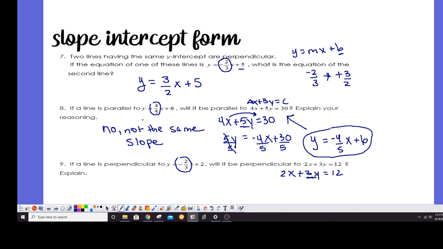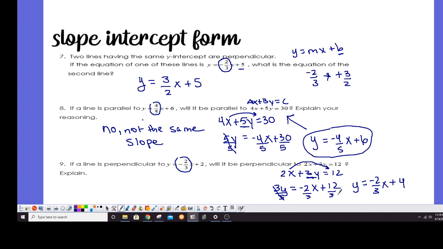So again, the y stays here because we want to write it as y equals mx plus b. So the y stays. The 2x goes over and changes sign. Leave the 12 there. We want to get y by itself, so we're going to divide out the 3 all the way through. And we get y is equal to negative 2/3 x, 12 divided by 3 is 4.